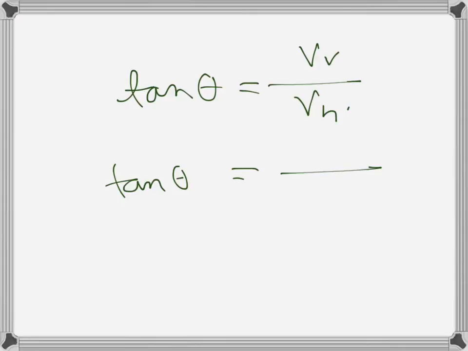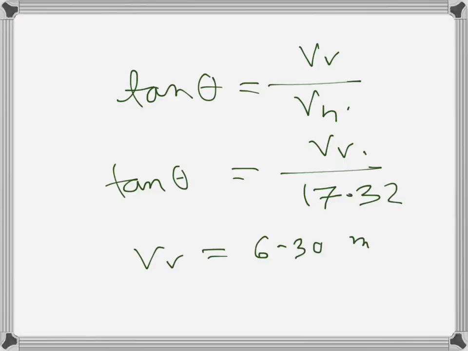The vertical component we don't know, that we need to find, what is the vertical component when the angle is 20 degrees. The horizontal component is always the same, 17.32. This was in the beginning and this stays the same. So from here we get the vertical component to be 6.30 meters per second. So that's the vertical component. The question is when the angle is 20 degrees.